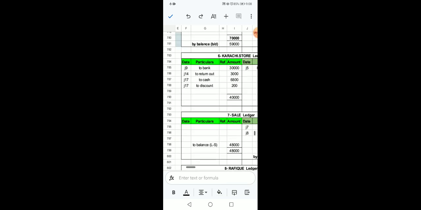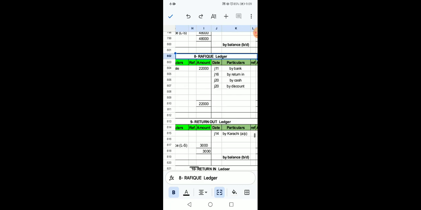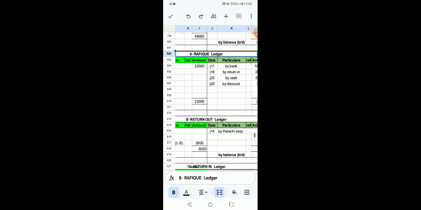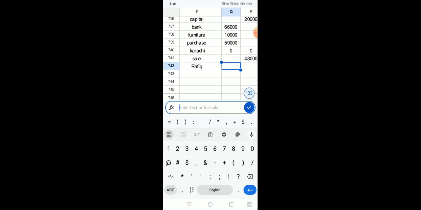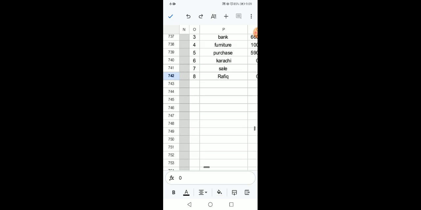And the next step is to see where balance has been brought down for Rafiq. Look at that, there is no balance on either side. It means Rafiq is automatically closed. No balance was calculated as both sides were equal. When no balance is calculated in Rafiq's ledger, you may leave it or you may write 0 on both sides as both sides were equal.